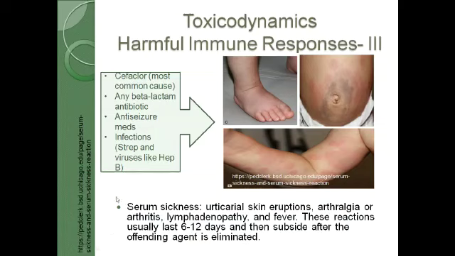Here, examples of the third type of immune response. So, cephalosporins, again beta-lactam antibiotics, including penicillins, some anti-seizure medications, as well as infections can cause this serum sickness. What are the symptoms? Urticarial skin eruptions, arthralgia, arthritis, lymphadenopathy, and fever.